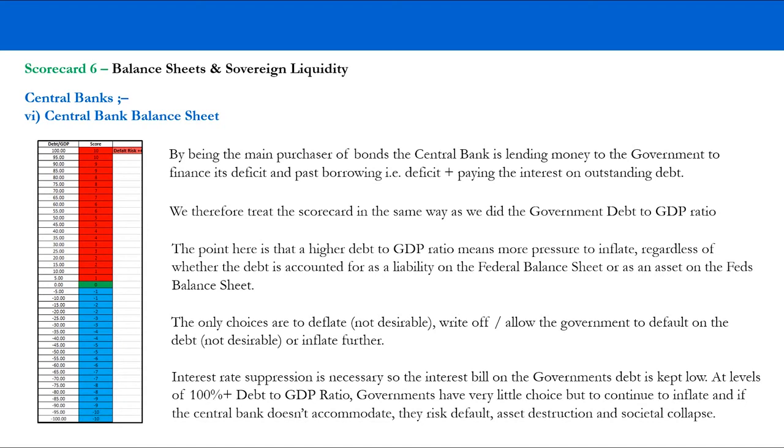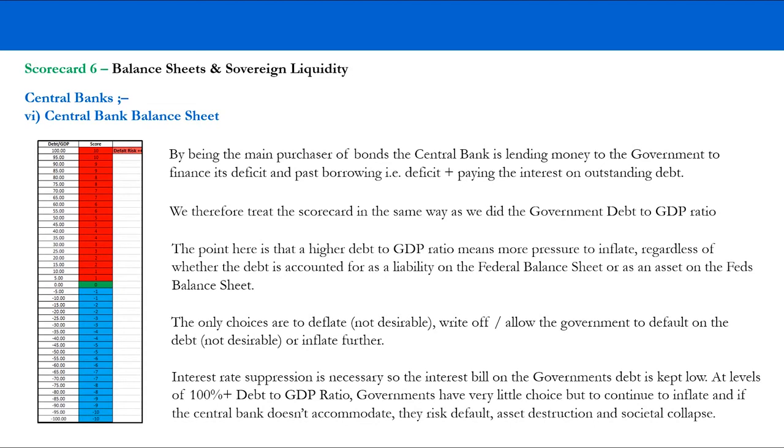The point here is that a higher debt to GDP ratio just means more pressure to inflate further, regardless of whether the debt is accounted for as a liability on the Fed's balance sheet or as an asset on the Fed's balance sheet. It doesn't matter what they call it. The only choices are, like when we looked at government debt earlier, to deflate, not desirable, or write off or allow the government to default on debt, which is obviously not desirable, or inflate further.